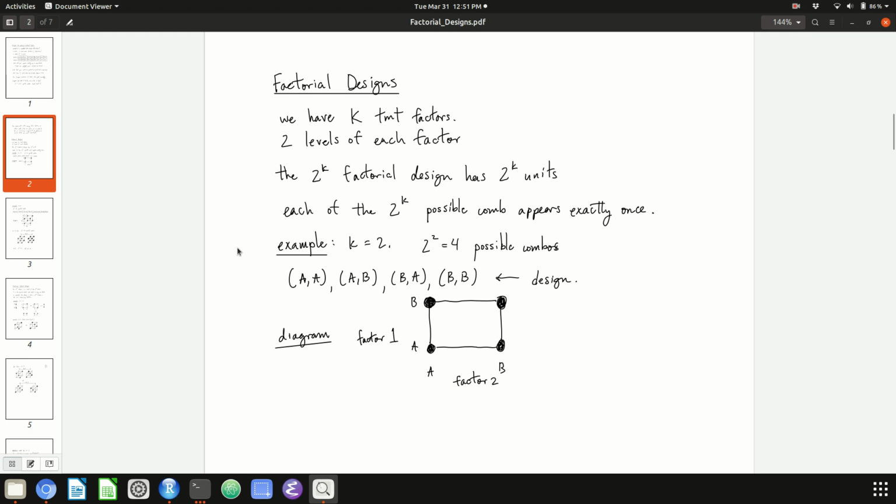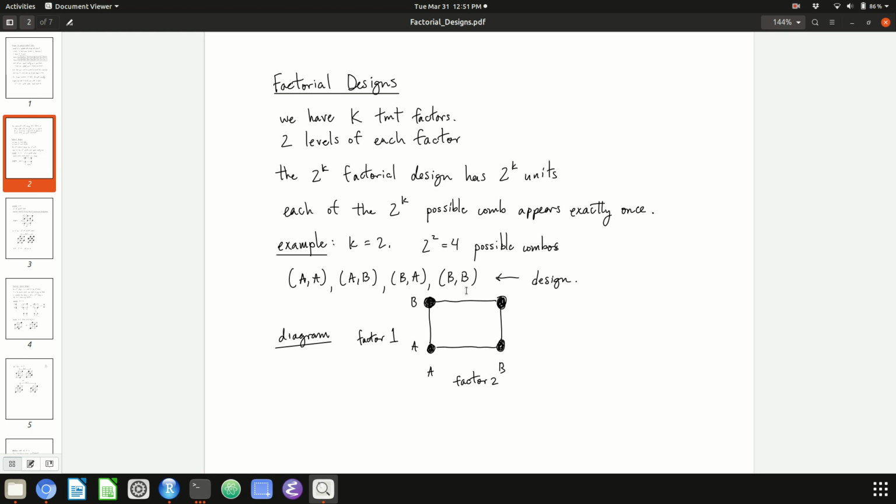So let's start with just a really simple example, and we'll build up to higher numbers of treatment factors. So here k equals 2 treatment factors. There are 4 possible combinations. If we label the levels of the 2 treatment factors A and B, the 4 combinations are denoted like this. Treatment factor 1 at A, treatment factor 2 at A; treatment factor 1 at A, treatment factor 2 at B; factor 1 at B, factor 2 at A; or factor 1 at B, factor 2 at B. So these are the only 4 possible combinations.